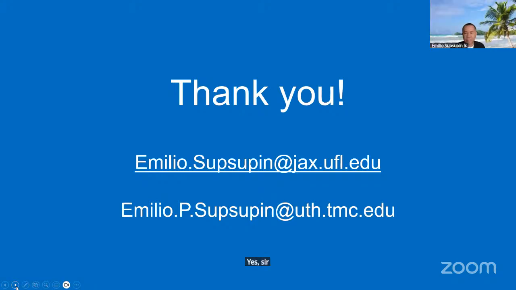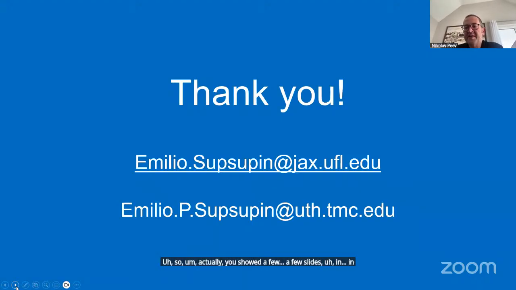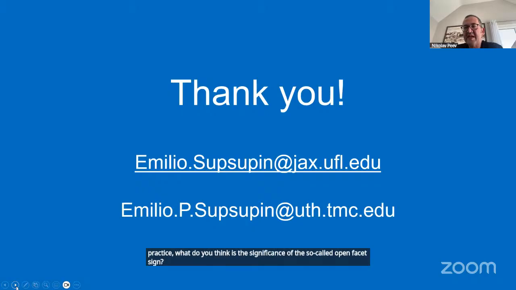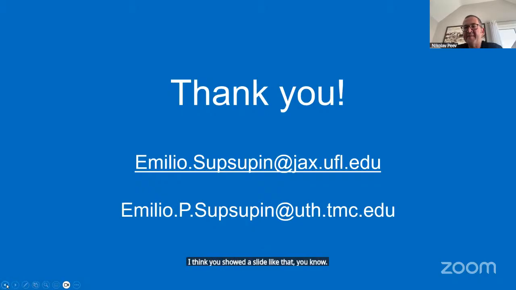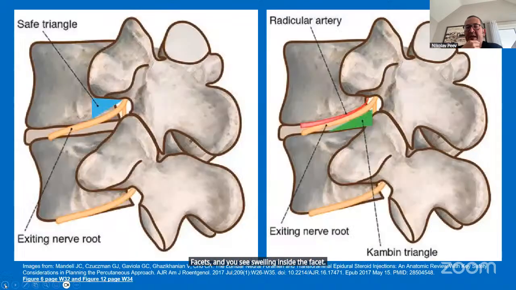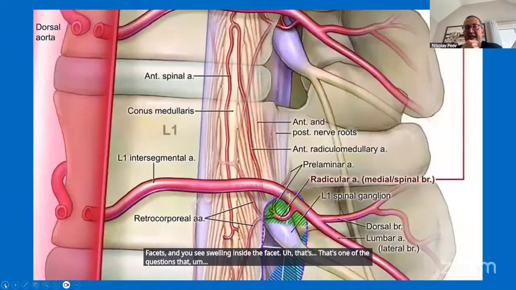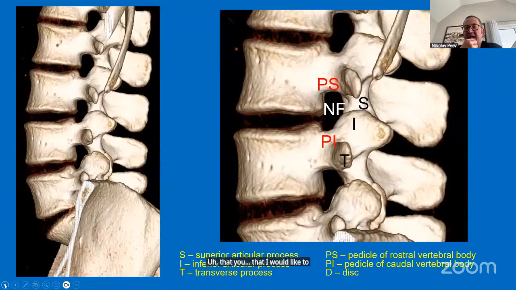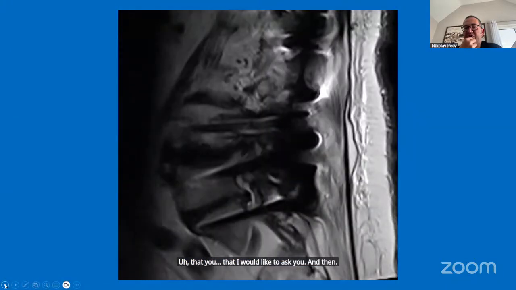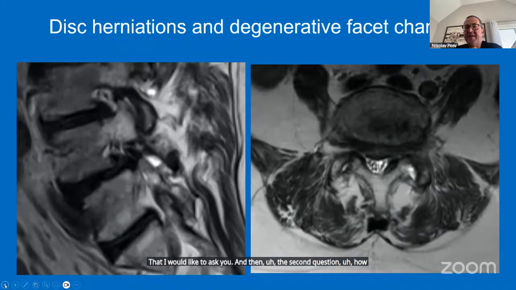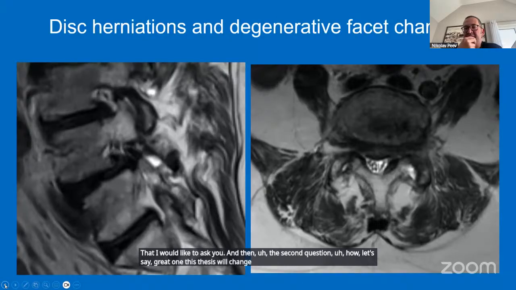Yes, sir. Actually, you showed a few slides. In your practice, what do you think is the significance of the so-called open facet sign? I think you showed a slide like that, with significantly degenerated facets, and you see swelling inside the facet. That's one of the questions I would like to ask you. And then the second question: how will, let's say, a grade 1 listhesis change the anatomy?